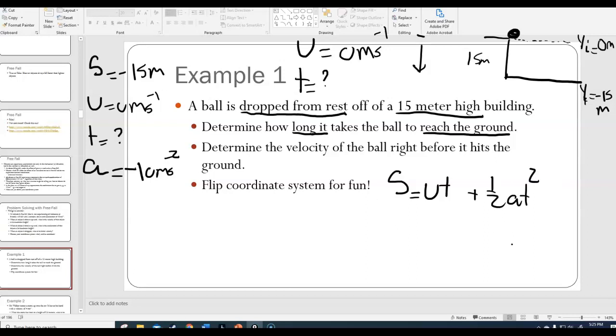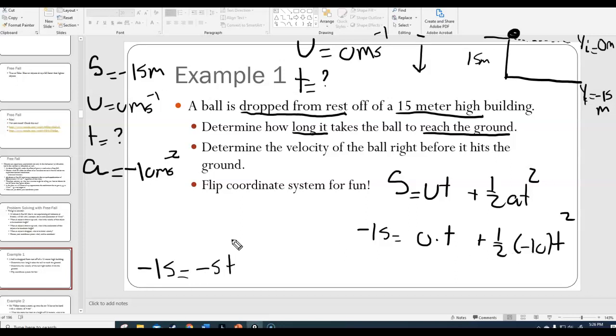I go to plug in. I have negative 15 equals 0 times t. I don't know what t is, so I just leave that in there. Plus 1/2 times a times t squared. Notice that the squared is only applied to the time. And now I simplify. Negative 15, 0 times t is 0, so that whole thing goes away. Over here, half of negative 10 is negative 5. I divide both sides by negative 5. And negative 15 over negative 5 equals 3.